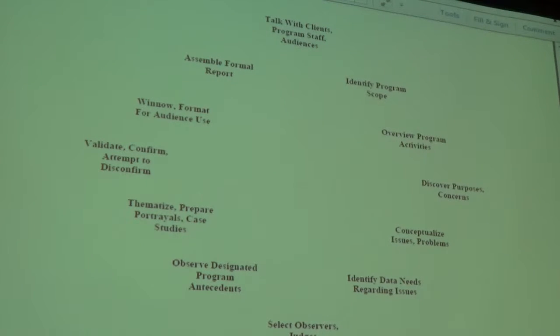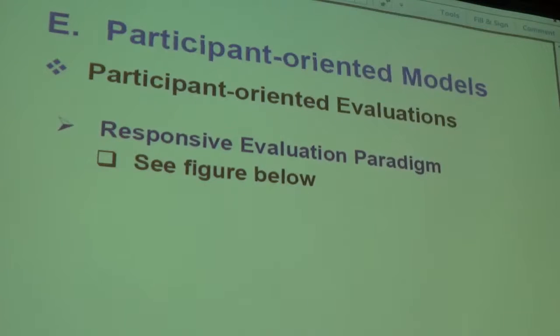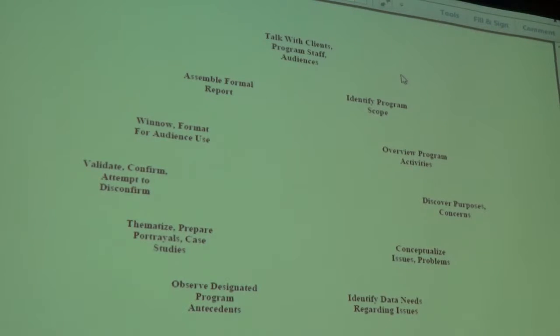So back to slide number 32. The first step in conducting this responsive evaluation method is to talk with clients, program staff, and audiences. So here, what you want to do is get the views of both the participants, clients with respect to program services, and also program staff.